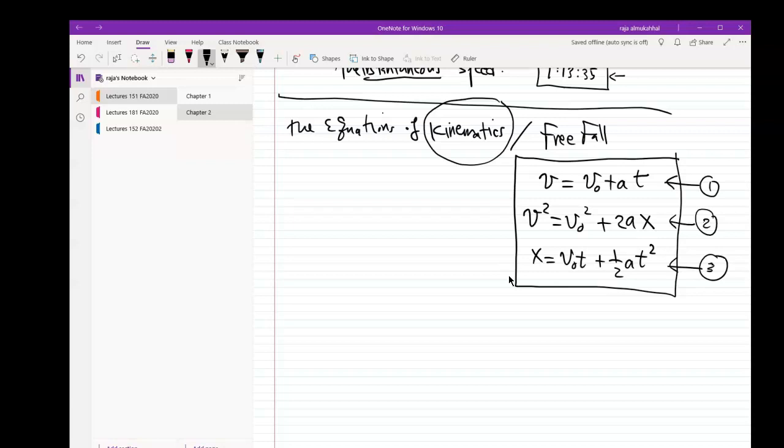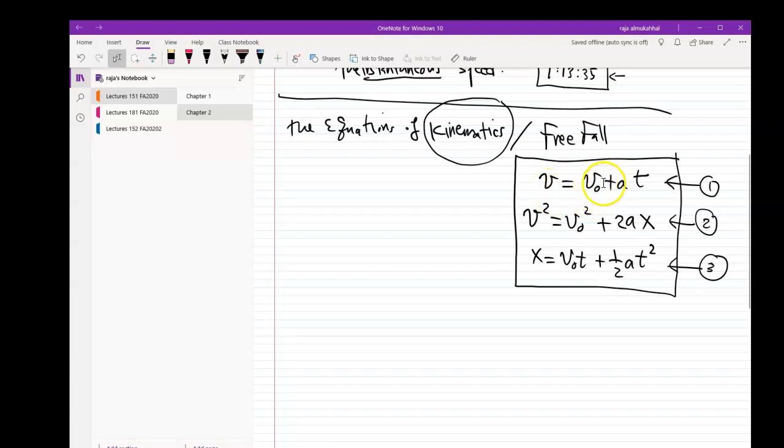Those three equations are equivalent, okay? So it doesn't matter which one you use to solve problems. But each of them has its own flavor. For example, if you look at the first one, the naught means initial velocity. And if there is no naught underneath it, it means final velocity, okay?